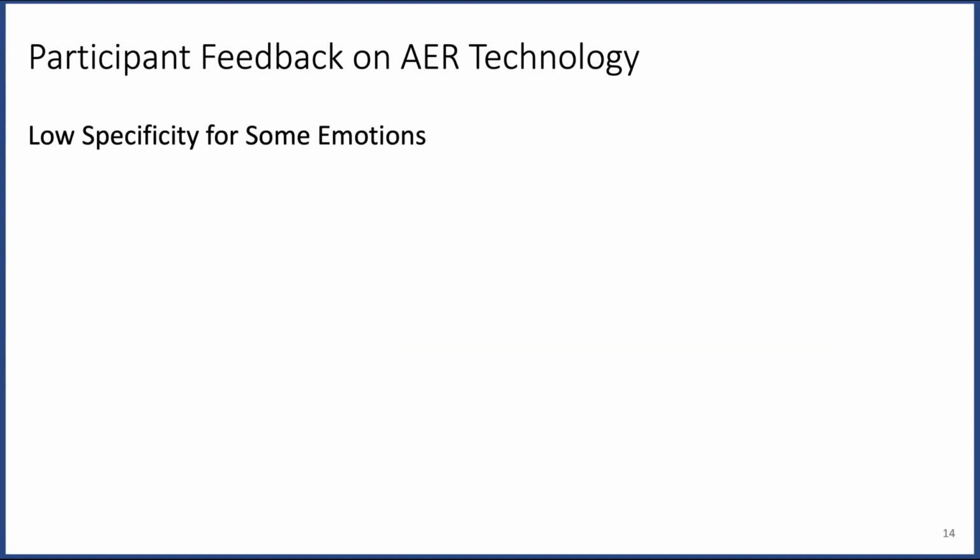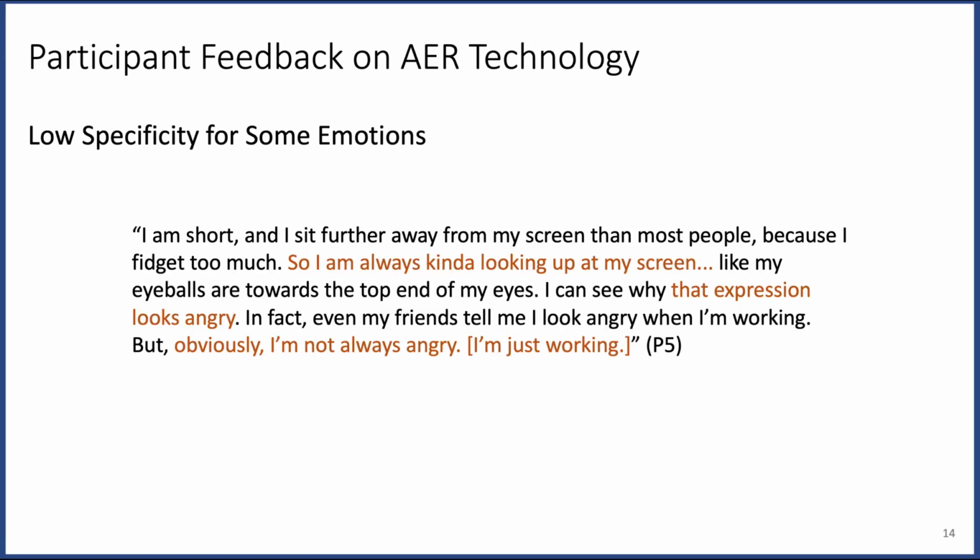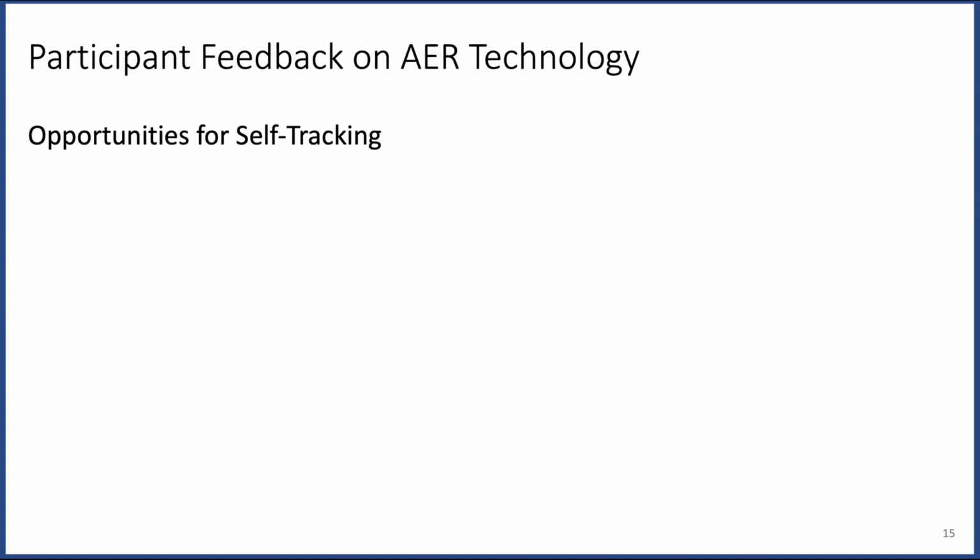The tool output only 8 emotion labels. It could not distinguish between other emotions that had similar facial expressions to these 8. Plus, people's expressions in front of a computer screen here were classified against training data that relied on posed expressions. As a result, for a participant who was short and constantly had to look up at their screen, their expression registered as anger, even though they were not always angry. They were mostly just working.